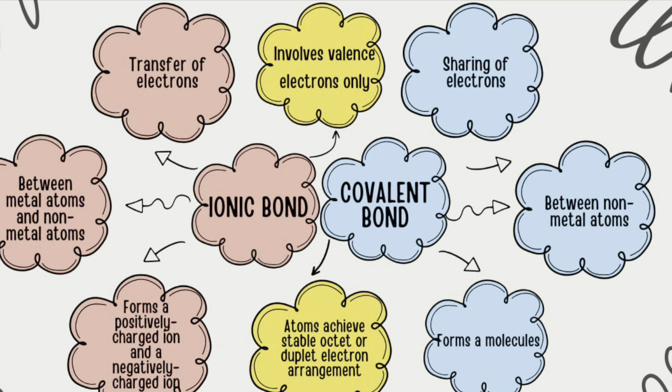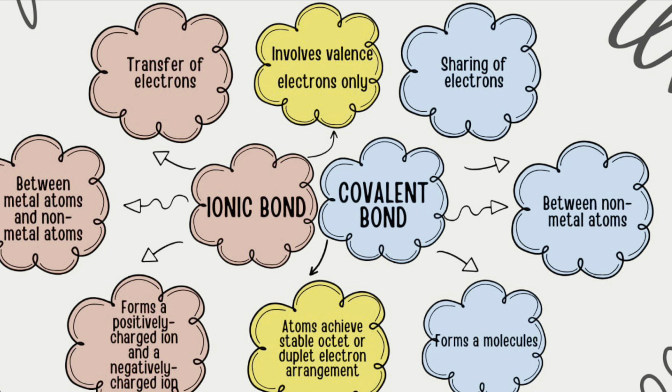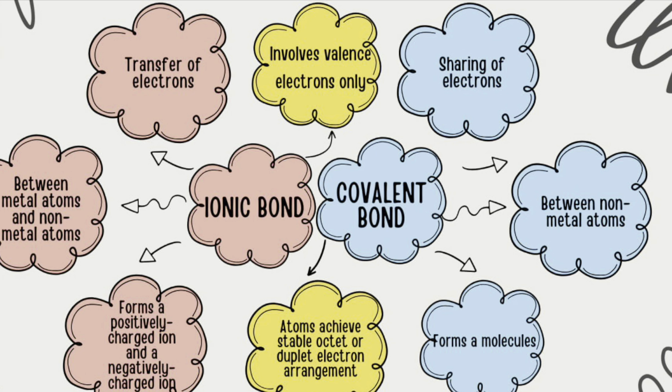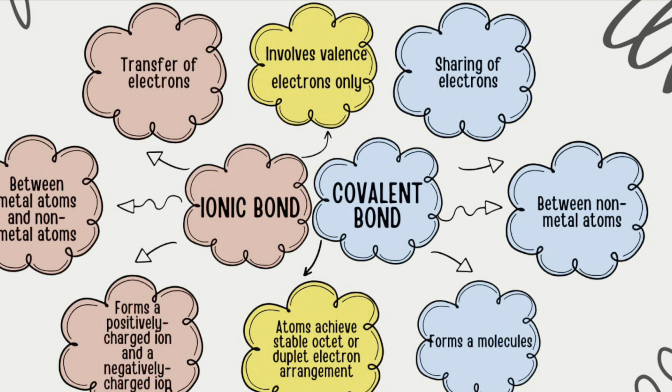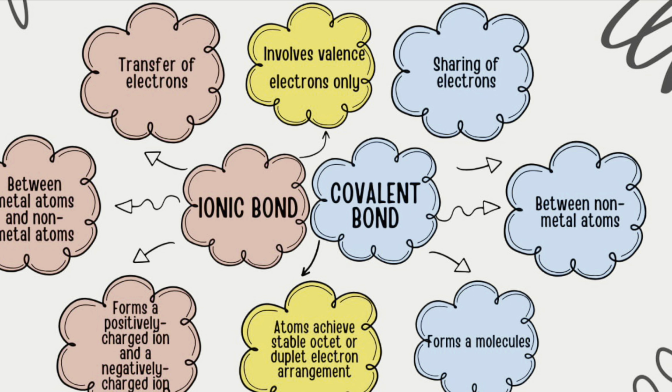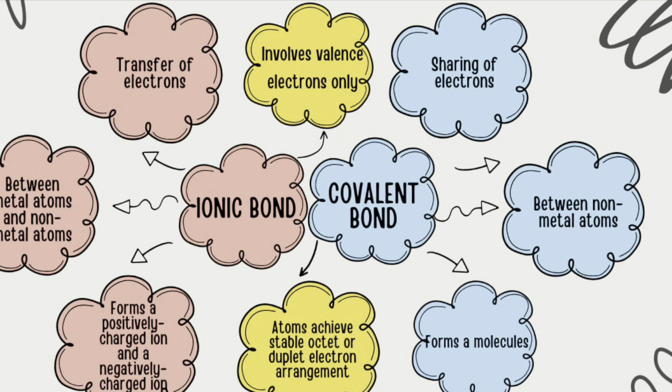Last but not least, the similarity between these two chemical bonds is that they involve valence electrons only, and the atoms achieve a stable octet or duplet electron arrangement.